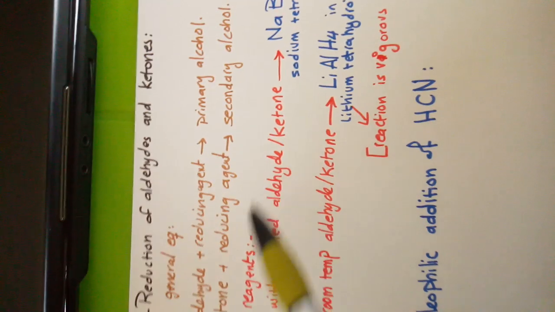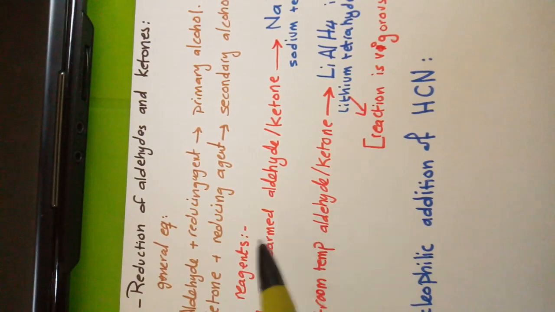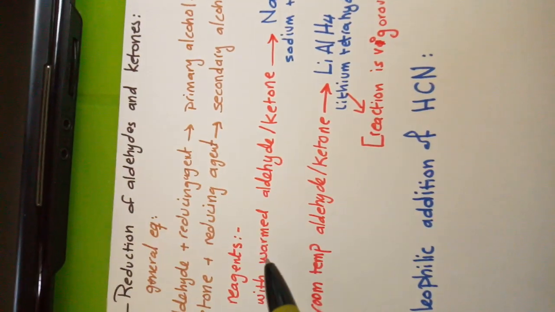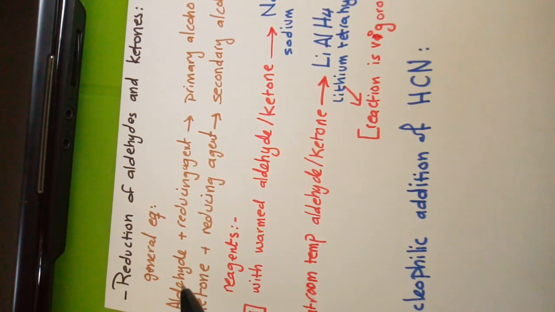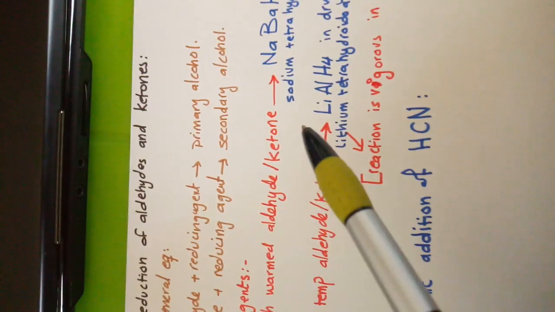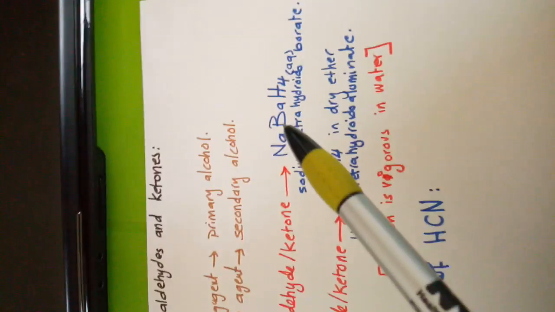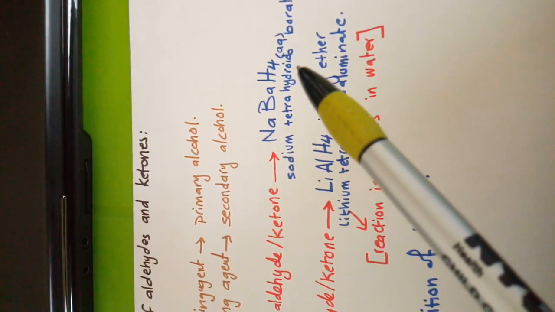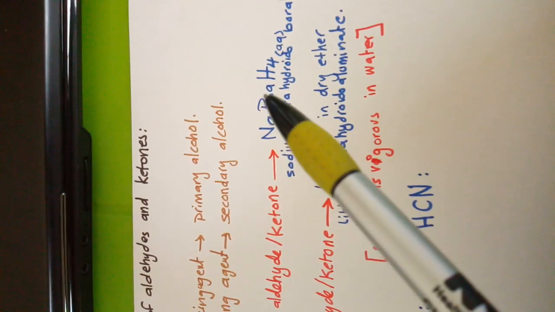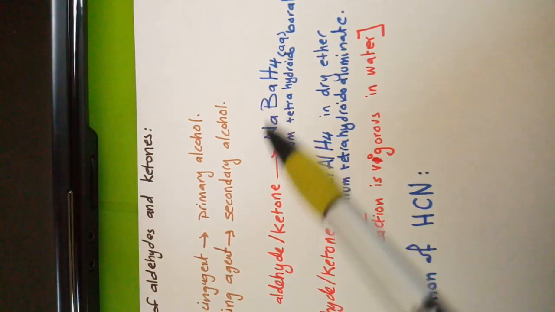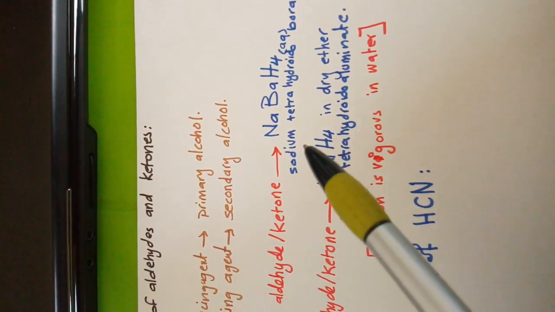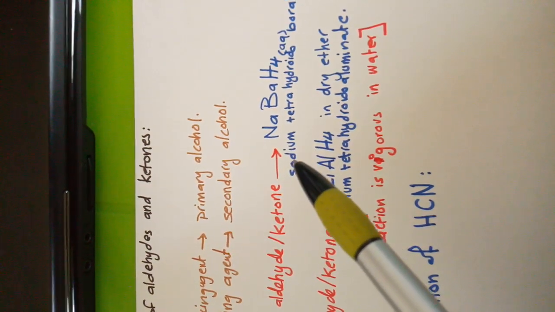We have two options for reagents. If we do warming for my aldehyde, I will use sodium tetrahydridoborate, and it's an aqueous solution, so it's dissolved in water. Okay, so the reducing agent here is used with heating. Okay, you have to memorize it, guys.